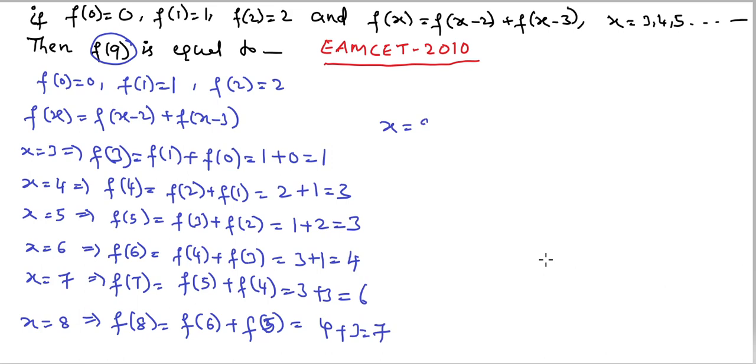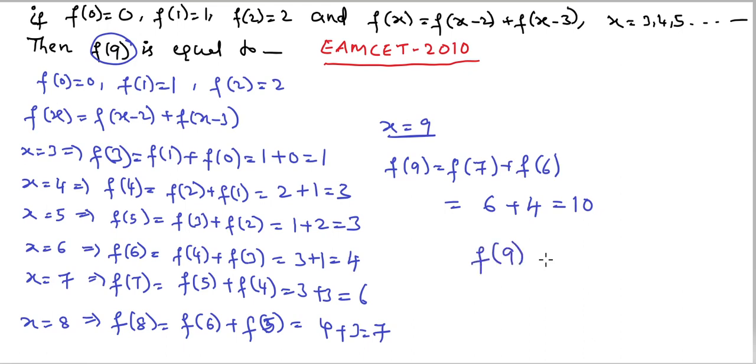Now put x is equal to 9. That is, f of 9 is equal to f of 9 minus 2, that is f of 7, plus f of 9 minus 3, that is f of 6. f of 7 is equal to 6, f of 6 is 4, so it is equal to 10. Therefore, the value of f of 9.